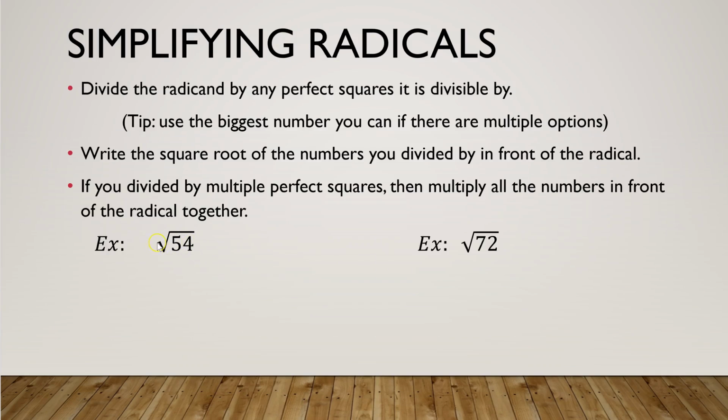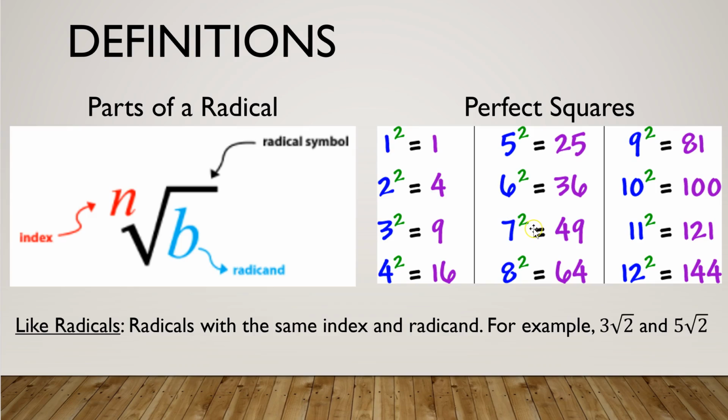So for my first example, I'm going to look at the square root of 54, and I want to start with the number as close to 54 as I possibly can, and then work my way down. So it's not divisible by this, it's not divisible by this, it's not divisible by this, it's not divisible by this. 54 is divisible by 9.